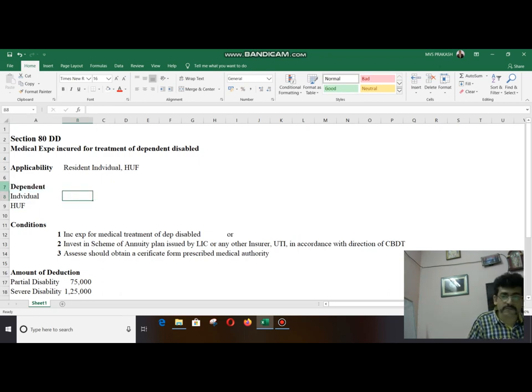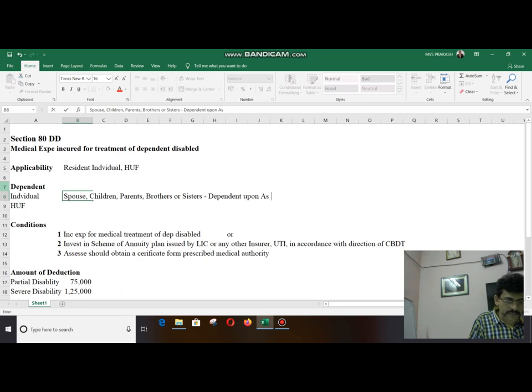So now, in the case of an individual, who is called a dependent? Any person who is a spouse, or the children of the SSC, or parents of the SSC, or brothers or sisters of the SSC, provided they are completely dependent upon the SSC. If those people are dependent upon the SSC, then only they will be called dependents. If they are not dependent upon the SSC, we cannot call them dependents. Now, the next one is HUF. For the purpose of HUF, any family member will be considered a dependent.